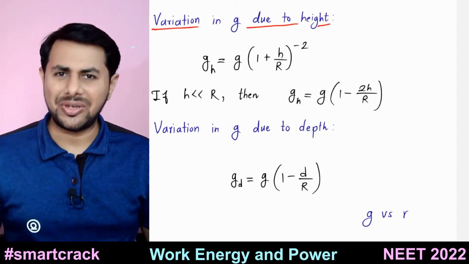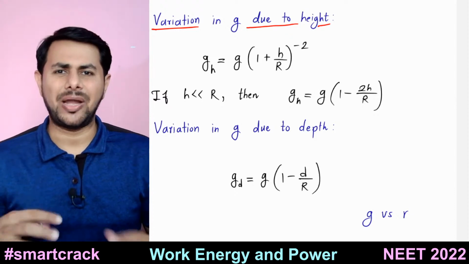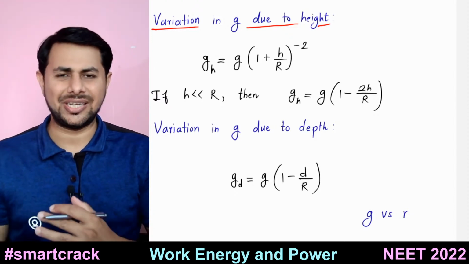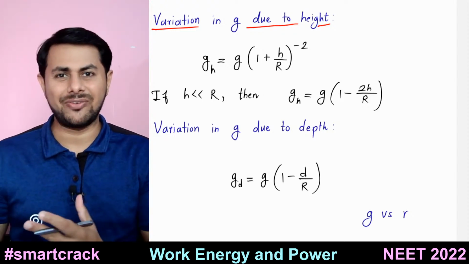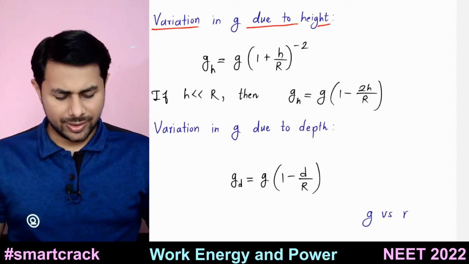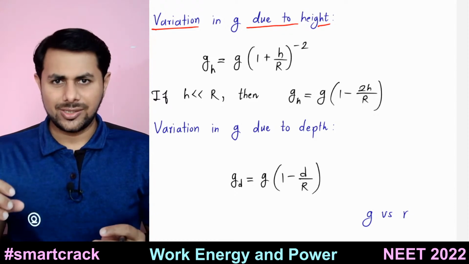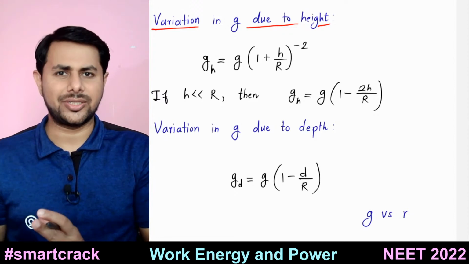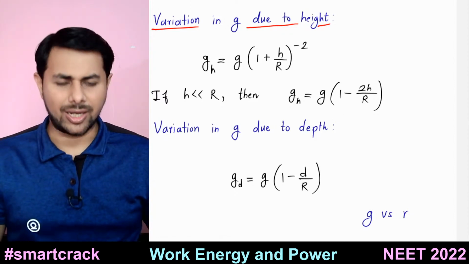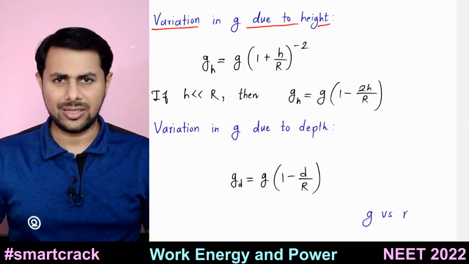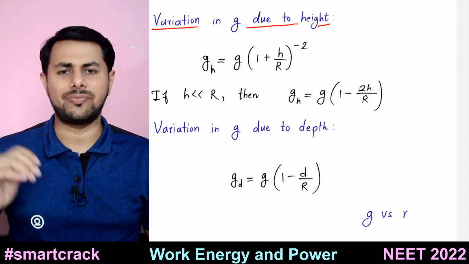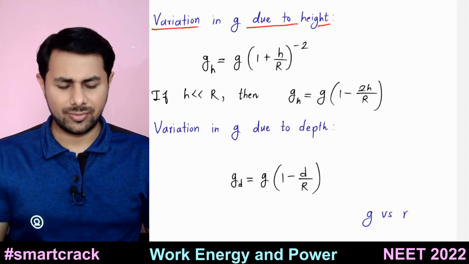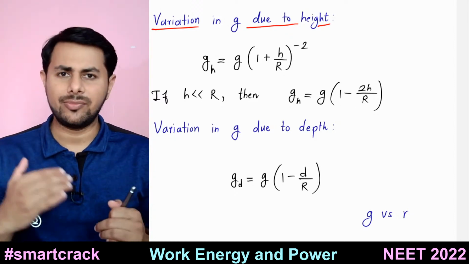What do you mean by very small? It can be 5% or something, let's say up to 5%, 8%, at max 10%. 10% is also a big value. If R is 100, then if h is up to 5 or something, this formula will be valid. If h extends beyond that, more than let's say 5% value, then this formula will become less and less accurate.